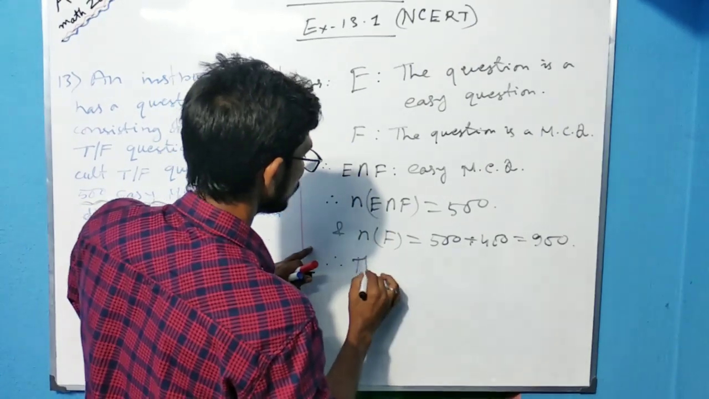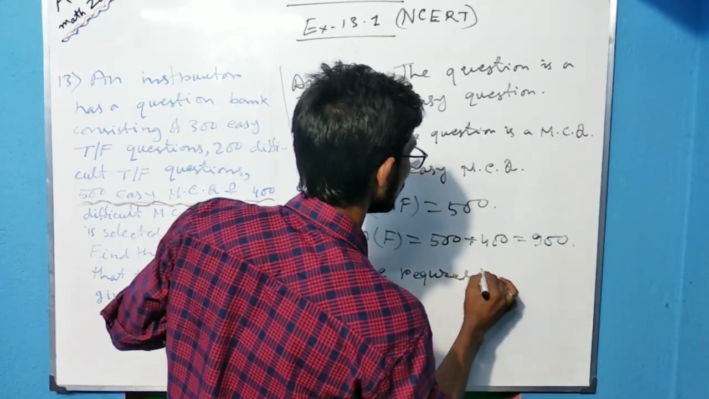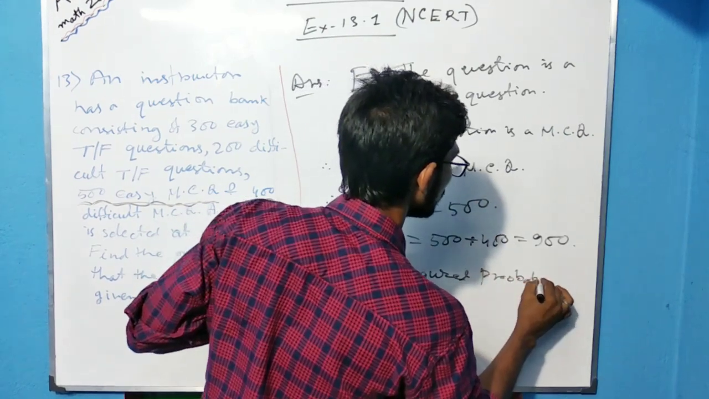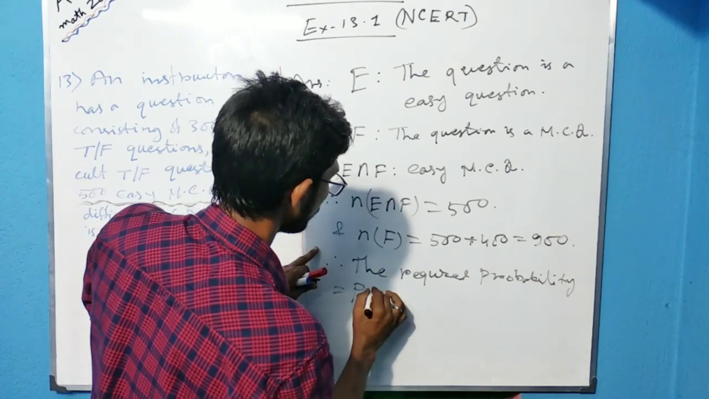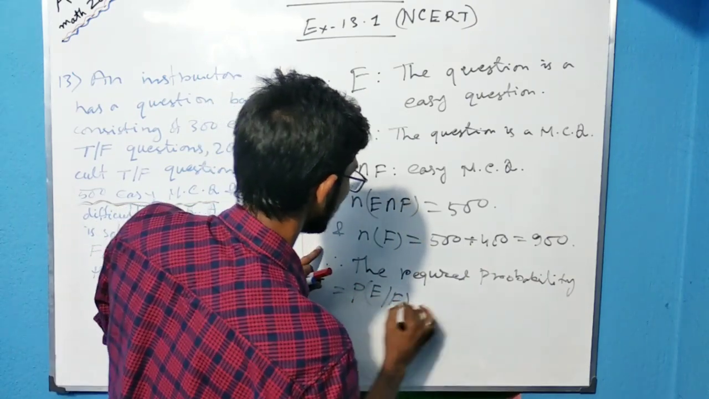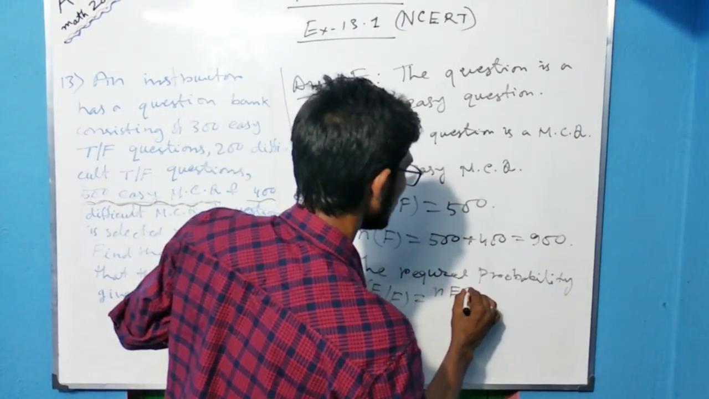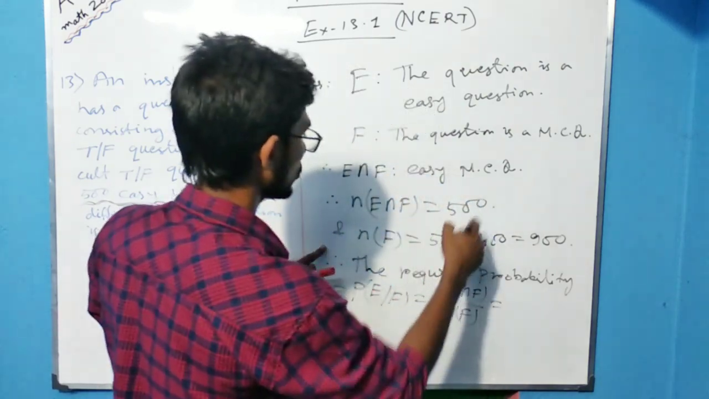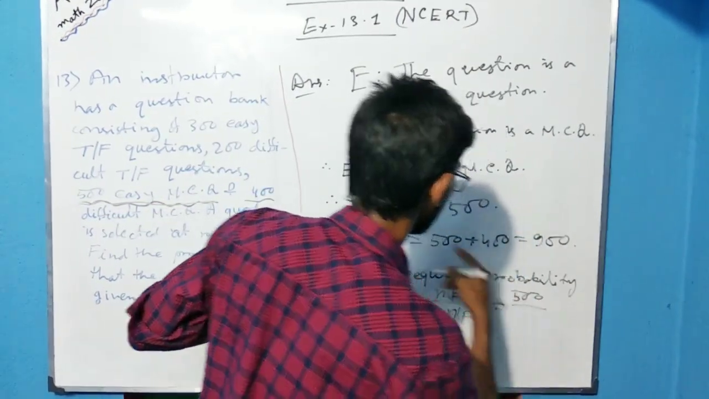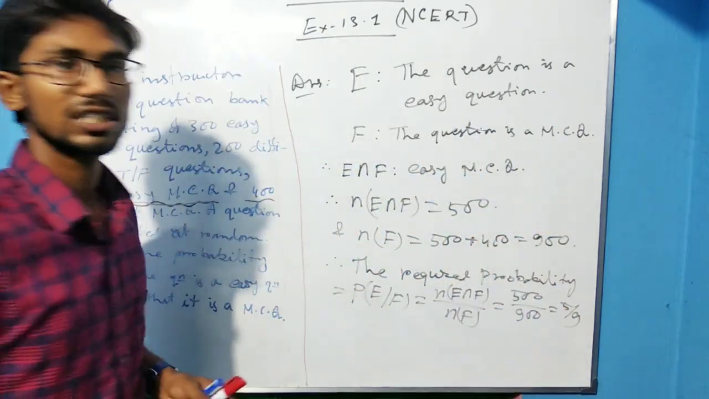Therefore the required probability is equal to the probability of E by F. This equals the cardinality of E intersection F divided by the cardinality of F. So this equals 500 divided by 900, that means 5 by 9. So this is the answer.